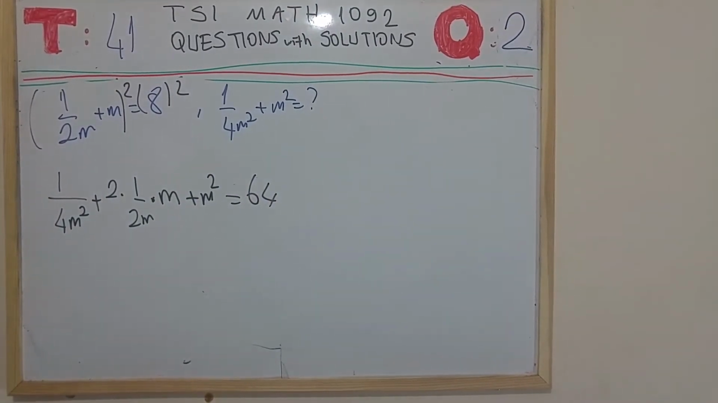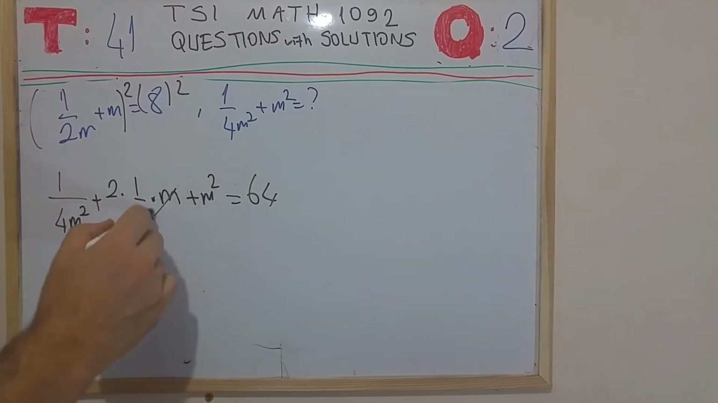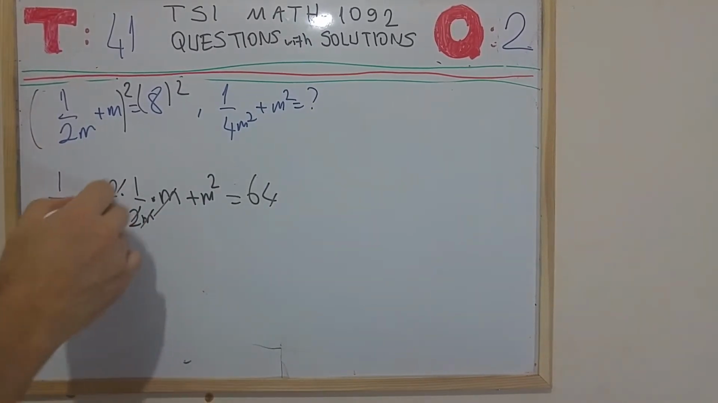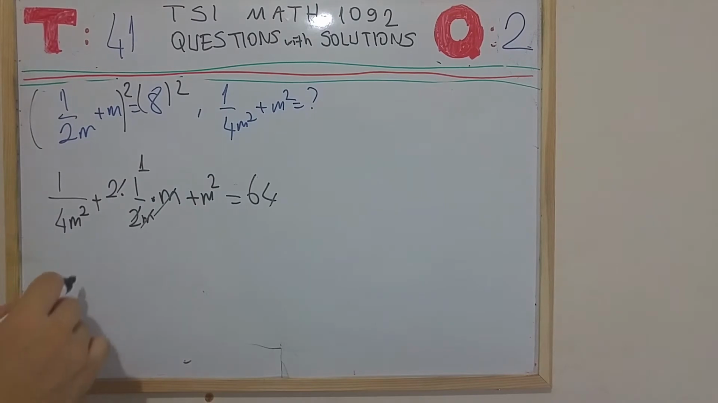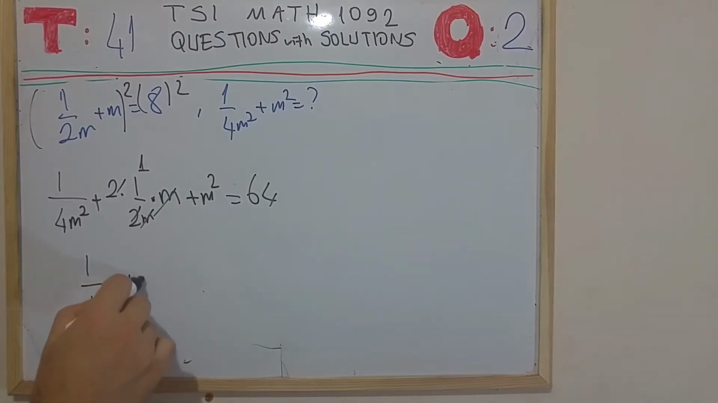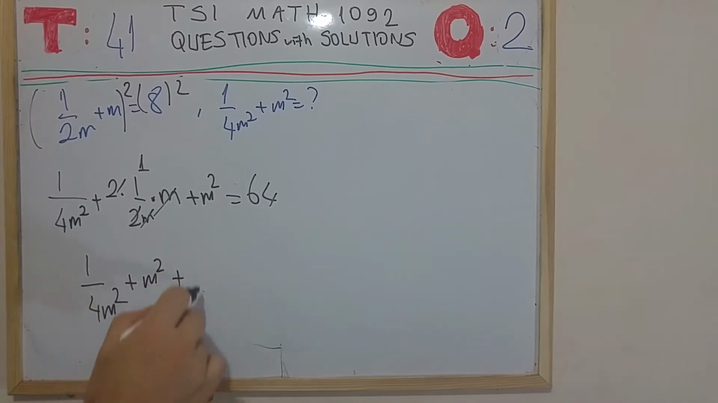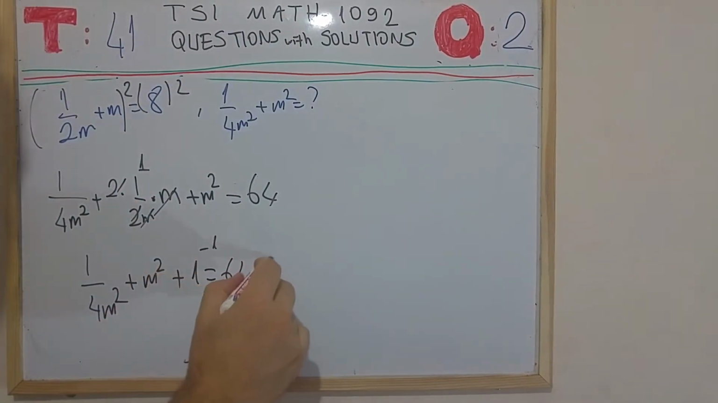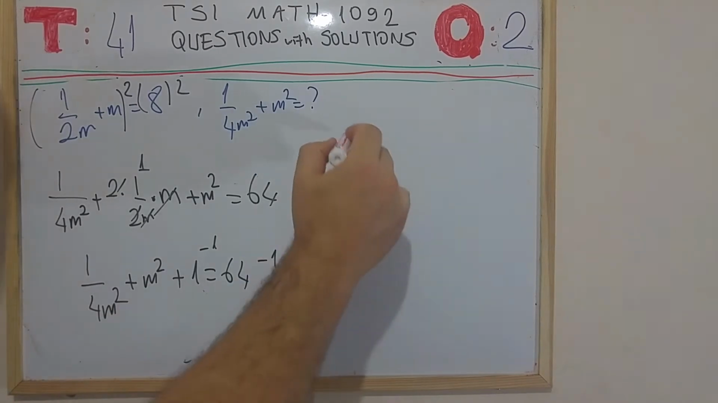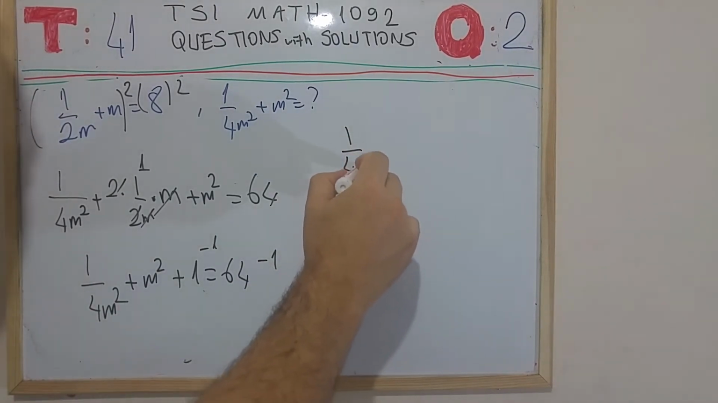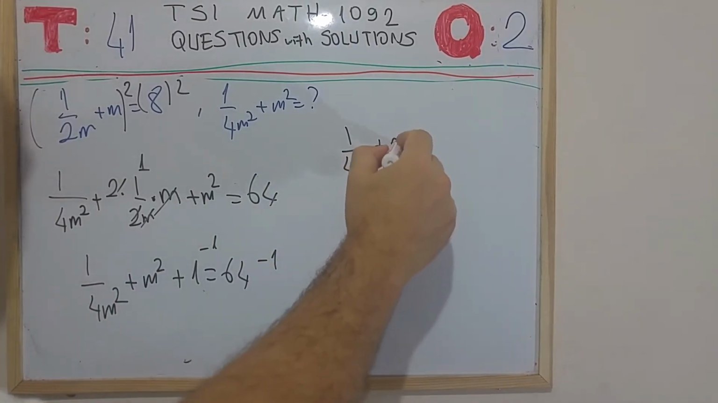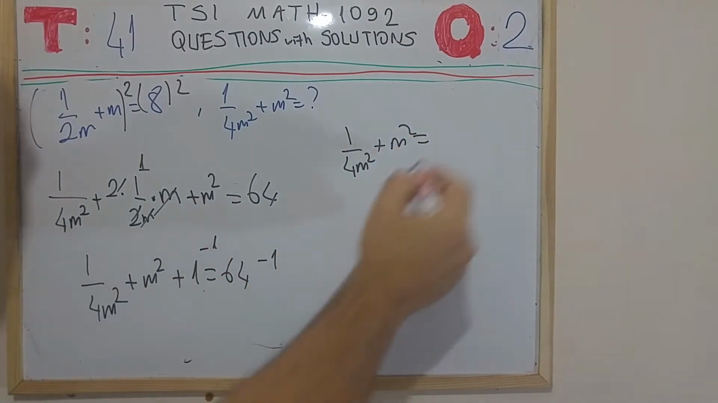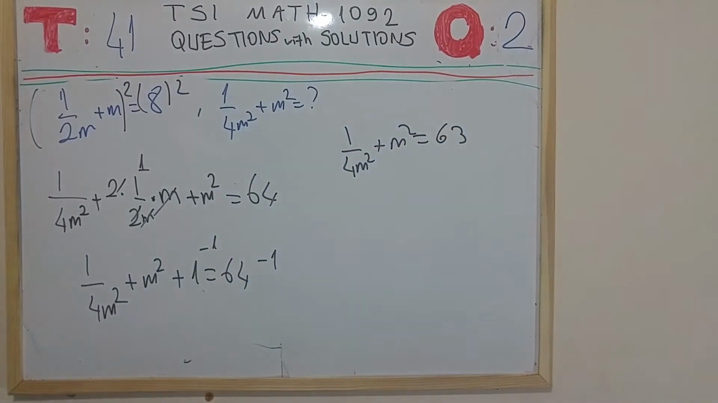Now let's see it. M cancel each other out, 2 cancel each other out, and I have 1 here. So 1 over 4m squared plus m squared plus 1 is equal to 64. They're asking me this value, don't forget it. So if I subtract 1 from each side, I'm going to have 1 over 4m squared plus m squared equal to 64 minus 1, which is equal to 63.